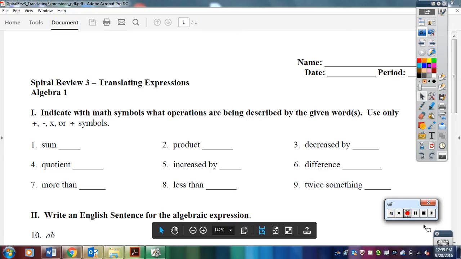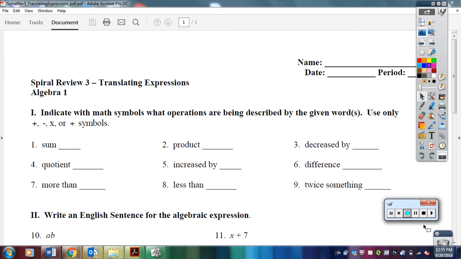This is the spiral review for number 3, translating expressions. Number 1 says to indicate what math symbol the words are describing, which math operation. Sum is addition, product is multiplication, decrease by is subtraction, quotient is division, increase by is addition, difference is subtraction, more than is addition. You technically flip it, but you don't have to because of the commutative property of addition. Less than is definitely subtract, you flip it.